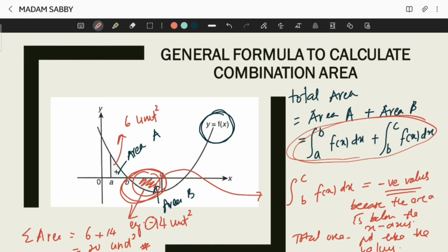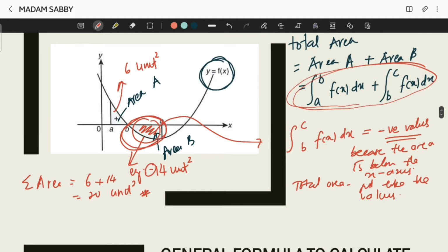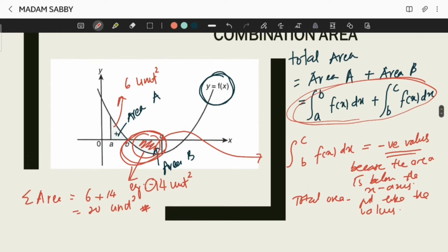Once you finish your calculation and your answer is a negative square unit, write it down again: the final answer is area equals positive the value, in unit square. Because area is not a vector quantity, it should be a positive value at all times. It's a scalar quantity. So that is the first one, when the combination area belongs to the same function. We sum up all the areas using integration.